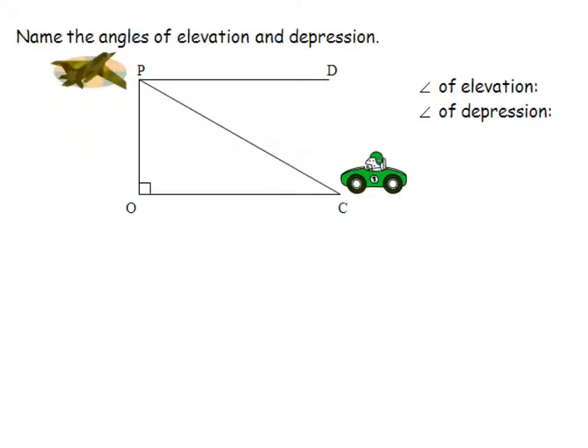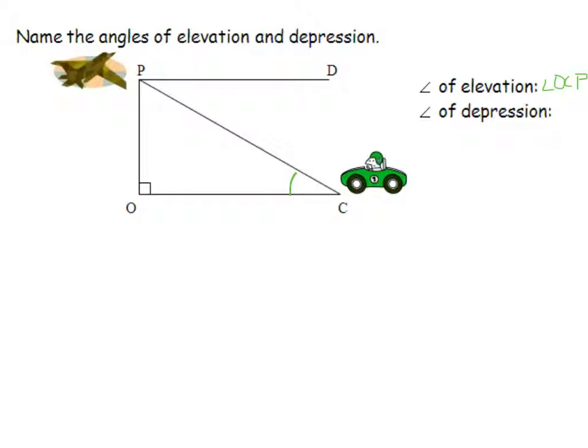So taking a look at the example here, what we need to do is name the angles of elevation and depression within our following diagram. On our diagram, I've got an airplane, and the horizontal from the airplane is PD, and I've got the car, and our horizontal from our car is segment OC. So our angle of elevation is always from a horizontal up to a line of sight. Our line of sight between the plane and the car is segment PC. So if I'm going from a horizontal up to a line of sight, our angle of elevation would be angle OCP. So angle OCP is our angle of elevation. That's this one right here.